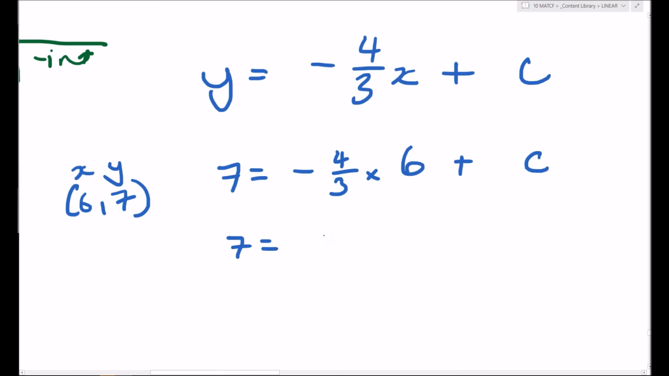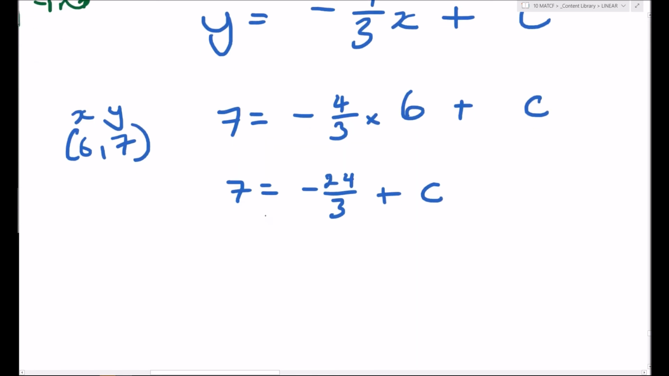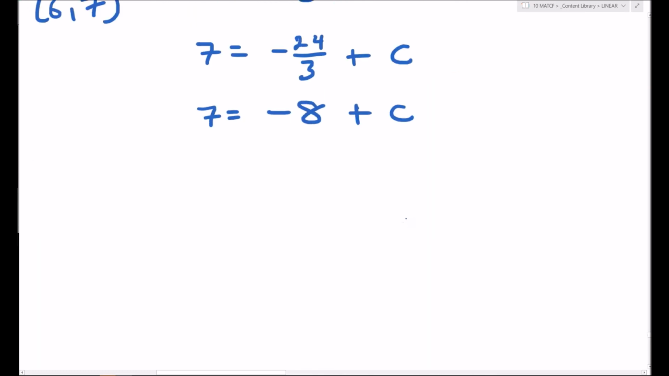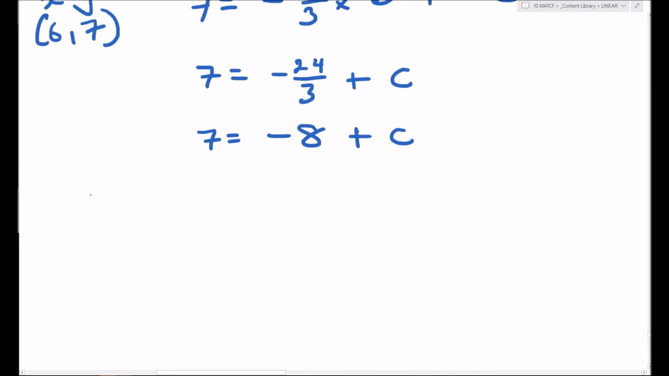That'll equal negative 24 over 3 plus C. Working that out, 7 equals negative 24 over 3, which is negative 8, plus C. Now, as you recall, I like having my unknowns on the other side, so I might put this on the other side. You don't have to do this, I just like doing it. C equals 7. I've basically just swapped them around, it doesn't change anything. I just like having my unknowns on the left.